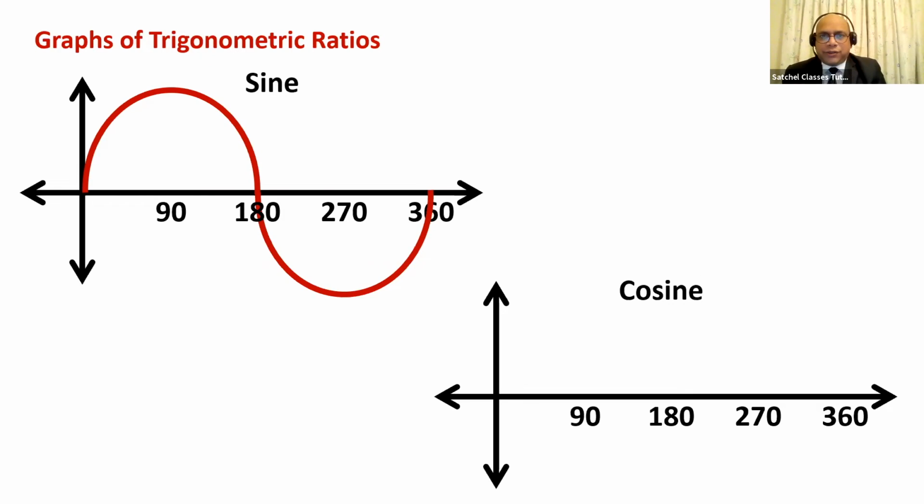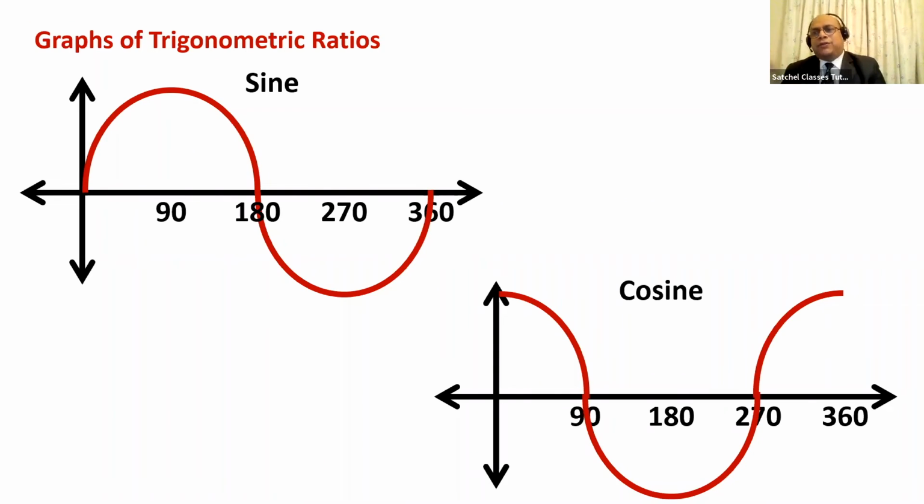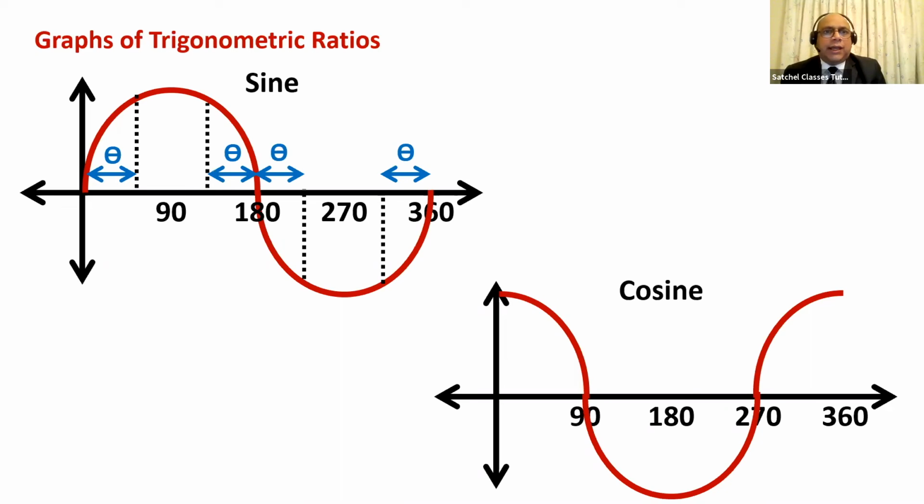On the other hand, the cosine curve starts at 1 at 0 degrees and reaches 0 at 90 degrees. Then it goes on to -1 for 180 degrees, comes back to 0 at 270, and then finally it moves to +1 at 360. Now, if I demarcate this angle theta from each of these edges, from 180, both sides I demarcate theta. From 0, I mark theta, and from 360 also I mark theta, and join these.